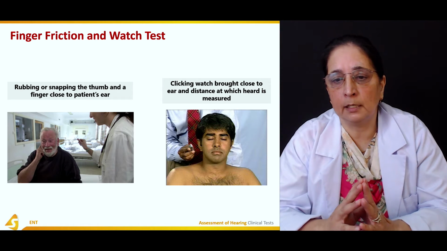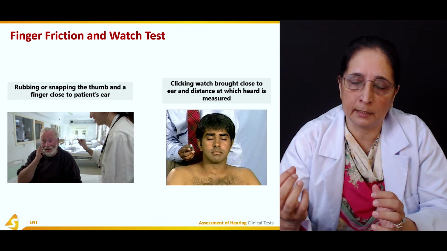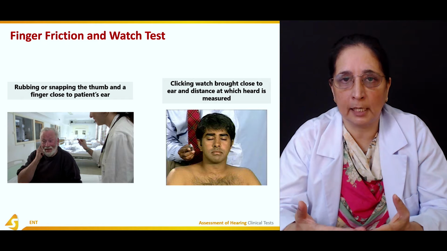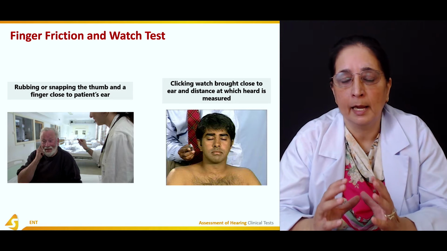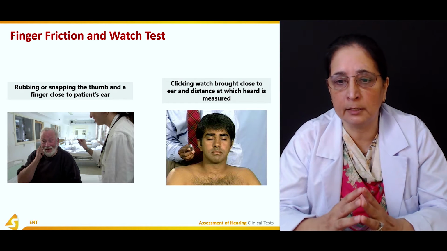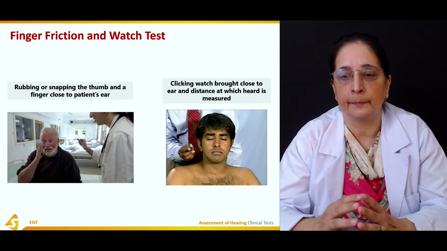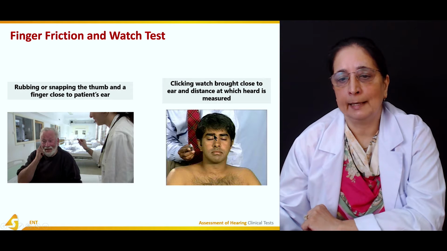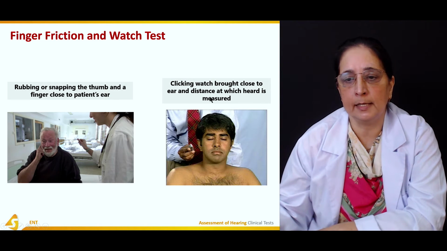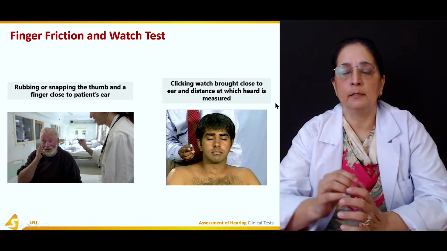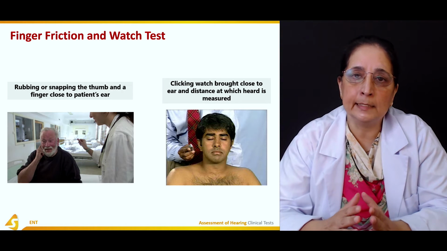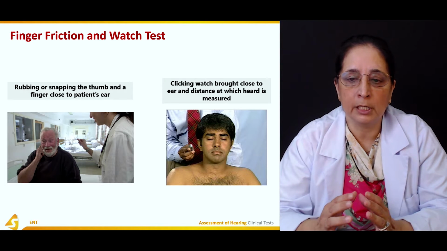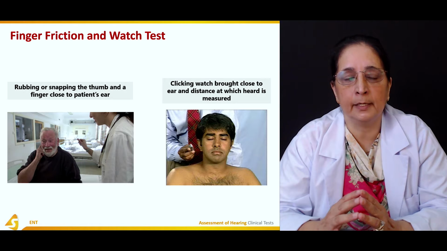And in the watch test, the clicking watch is slowly brought close to the ear, and then the patient is asked to tell the doctor when they start hearing, and then the distance is measured at which the hearing is possible. So both are simple tests, finger friction and the watch test. The doctor tells the patient to tell them when they start hearing the click of the watch, and the distance at which they start hearing is measured.